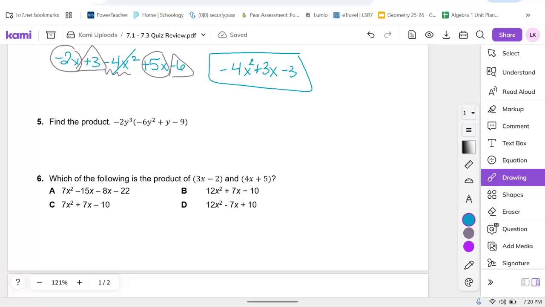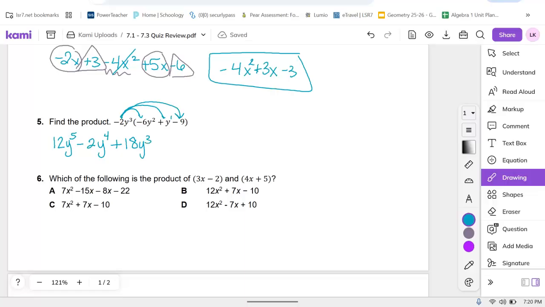This is find the product. So the simplest way to do this is to distribute it throughout. Okay, so negative 2y to the third times negative 6y squared is going to be 12y to the fifth. I multiply my coefficients, and then I add my exponents. So then negative 2y cubed times y would be negative 2y to the fourth. Remember, if there is not an exponent, there's an imaginary 1. And then negative 2y cubed times negative 9 would be 18y cubed.